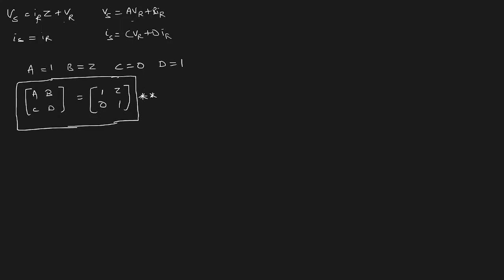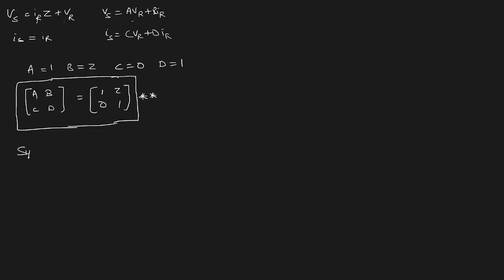This thing is very important. I mean, this is not so important for GATE, but when we use it for other AE exams, like many PSU exams that are coming, for those exams this is very important. This is a straight question: what are the ABCD parameters for a short transmission line, and they will give the options.